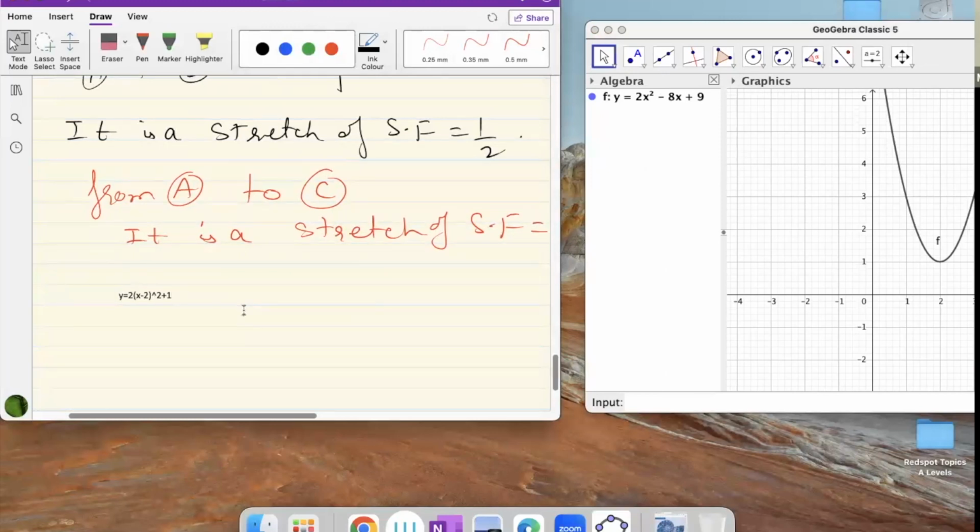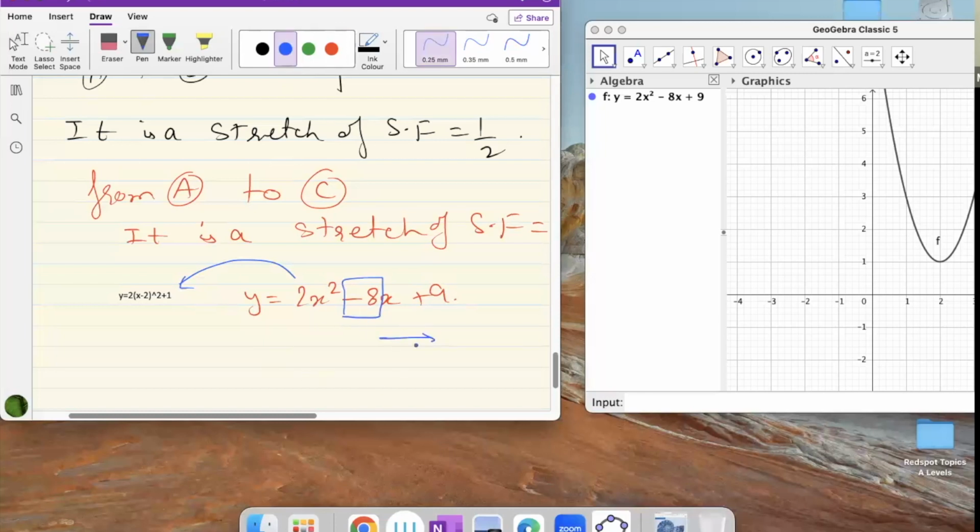This is the equation which we used: y equals 2 into x minus 2 whole square plus 2. And the software simplified it to y equals 2x square minus 8x plus 9. Whatever the numbers are, we can always change it to completing square form. But see for yourself, the coefficient of x is negative, right? Negative coefficient will move it to the right-hand side.